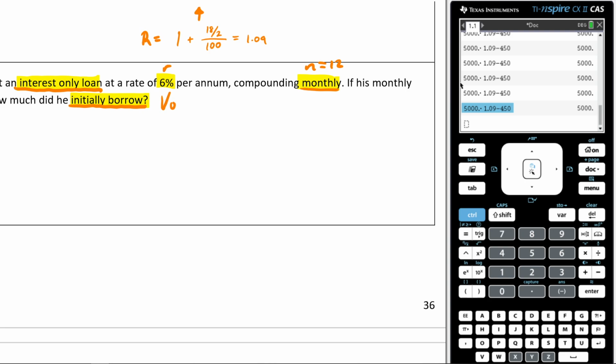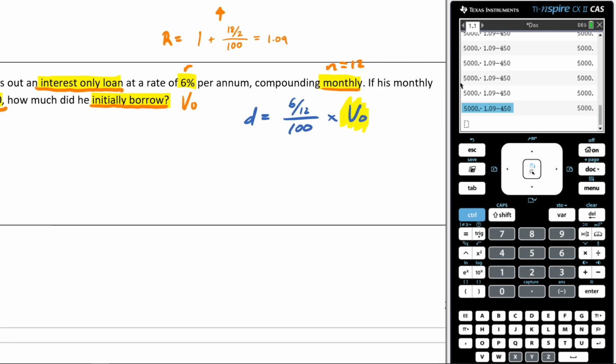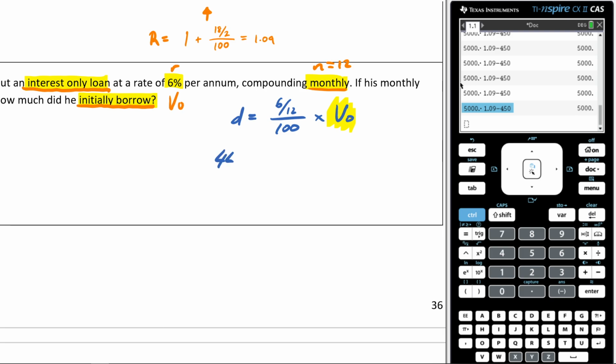All right. D, which is my repayments. Remember, D represents my repayments on an interest-only loan. To figure out your repayments, you take your R value, which is 6, divide it by your N value, which is 12, divide it by 100, and then times it by V of 0. Remember, we do not know what V of 0 is. That's what we're trying to find. We do know what D is, because they told us D was 440. That's my repayments. So 440 is equal to 6 on 12 over 100 times V of 0.